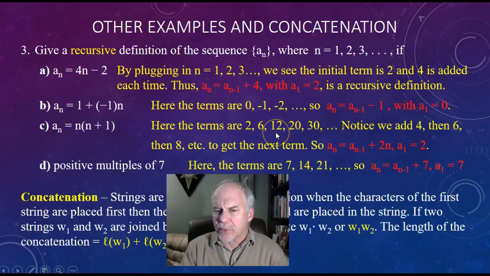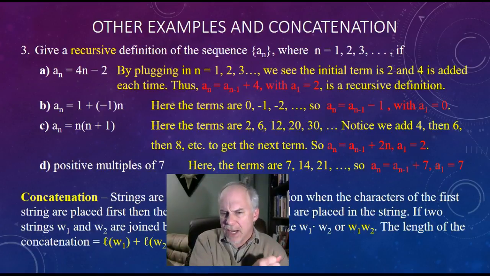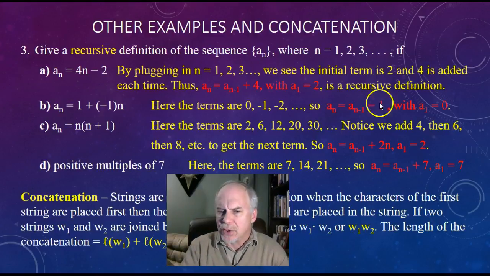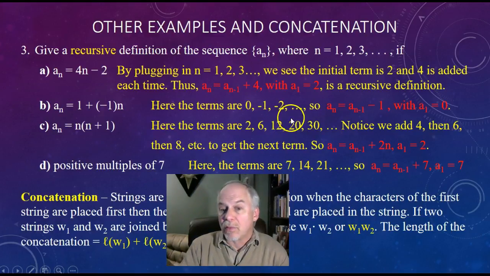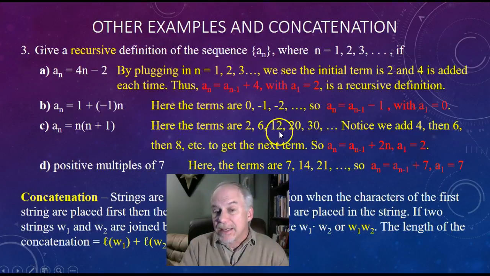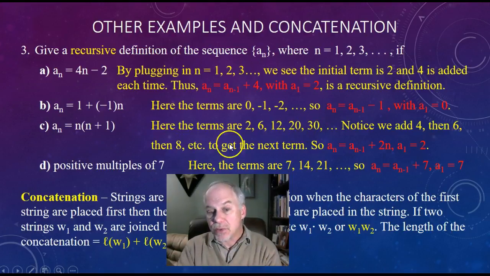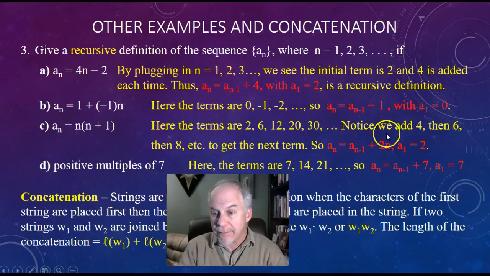Now, this is different because we're not adding the same thing every time, and we're not multiplying by the same thing every time. So it's not arithmetic and it's not geometric, but you'll notice that between 2 and 6, you're adding 4. Between 6 and 12, you're adding 6. Between 12 and 20, you're adding 8. And next one, you're adding 10. So you're adding an even number every time, the next higher even number every time.